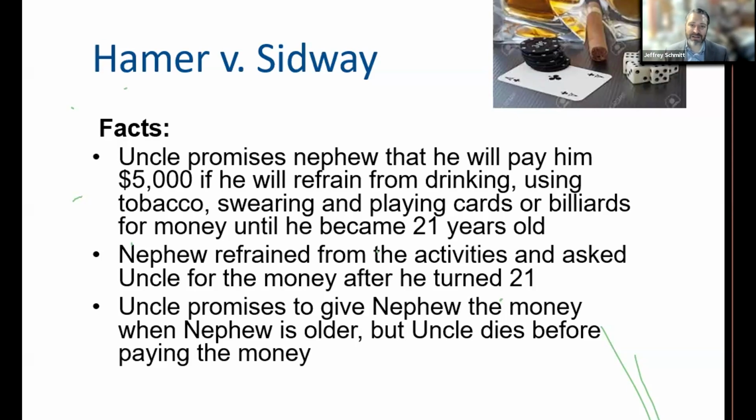he will pay him $5,000. And this is an old case. So $5,000 is a lot of money to this kid, right? It's probably like $100,000 to us today. He will pay him $5,000 if he will refrain from drinking, smoking, gambling, and swearing until he becomes 21 years old, right? So he wants the nephew to stay out of trouble, and he's promising to pay him if he's able to do that. Again, pretty sizable amount of money.